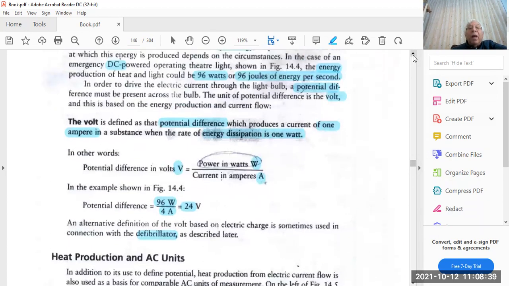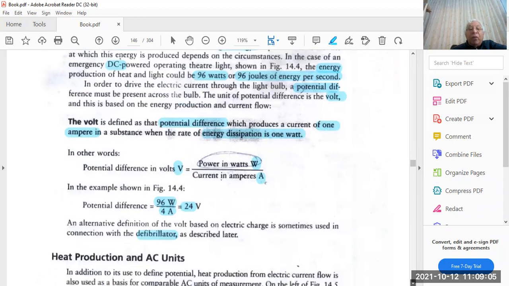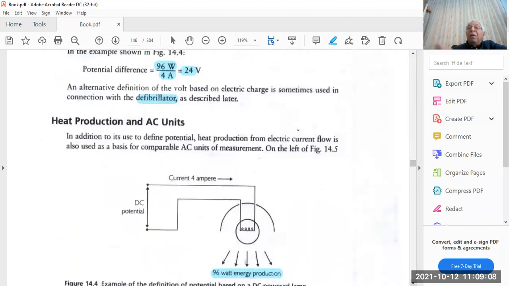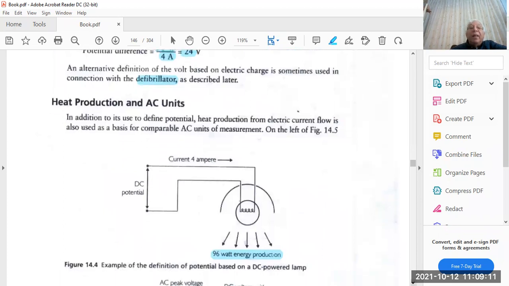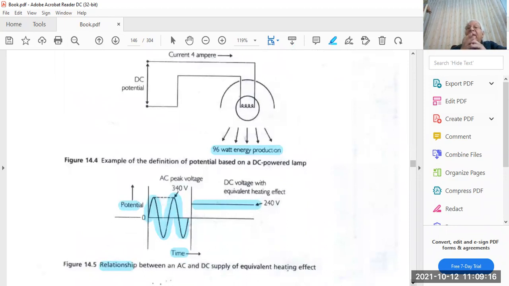In other words, the volt is the potential difference when a current of 1 ampere flows in a substance when the rate of energy expenditure is 1 watt, yani 1 volt. We can define the potential difference, which is the volt. Of course, electricity creates heat energy, and this is why we use it with lamps.